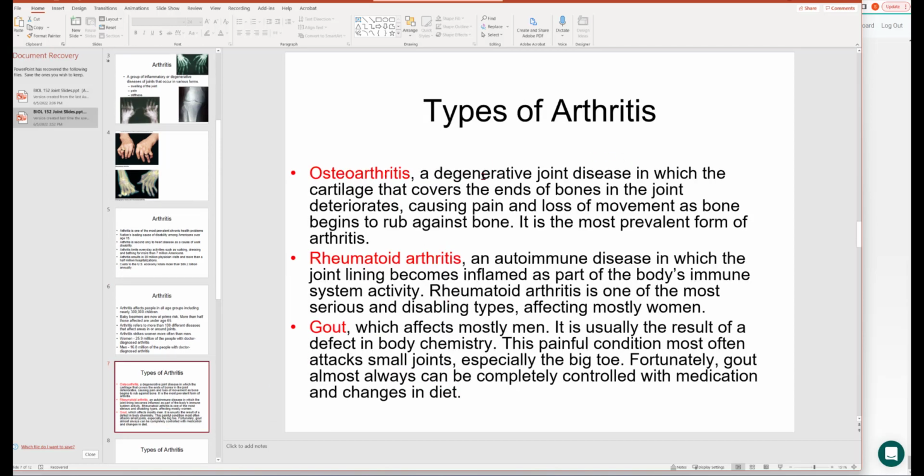Osteoarthritis: degeneration of the joint, breakdown of the cartilage, prevalent in everyone, more common in the elderly, but it can start younger in life, but it's that breakdown of the articulating cartilage. Rheumatoid arthritis: an autoimmune disease, more likely to affect women. Gout: metabolic imbalances, which typically leads to changes in the big toe. This can be changed by some medications.